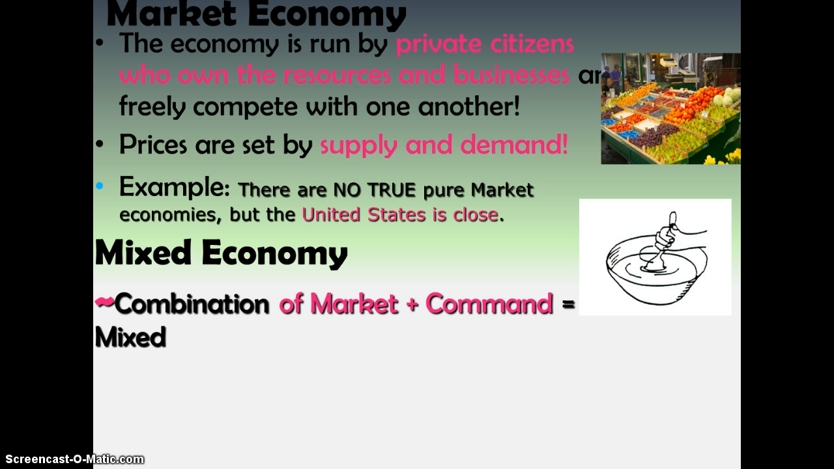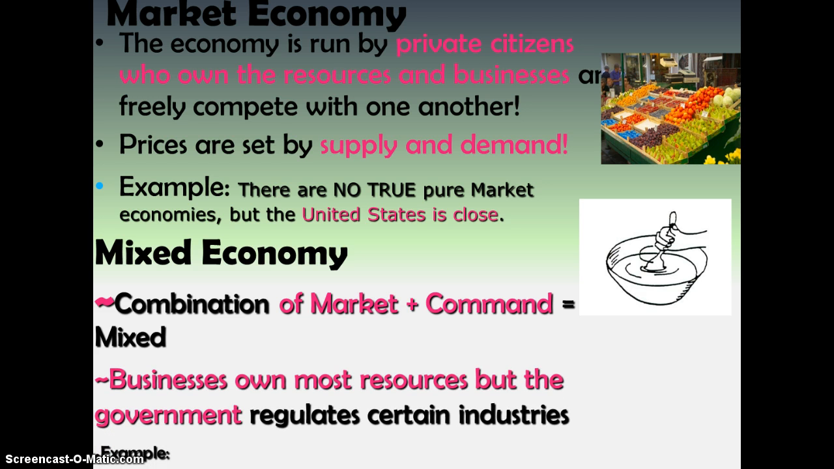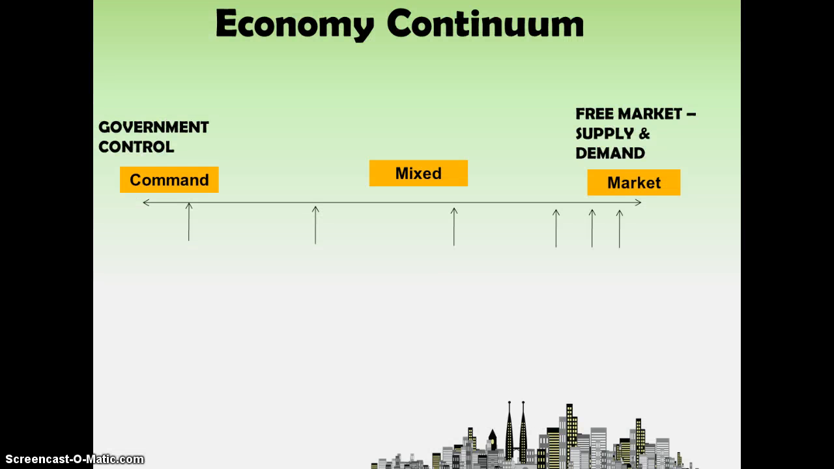They have a combination of market and command, so you individually get to make a decision on what you want to do, but you have some government intervention. Let's say you have to meet safety regulations, or you might have to pay a tax. Private businesses own most of the resources, but the government regulates certain industries. An example would be maybe in Russia, where the government regulates the steel or some of the energy resources.